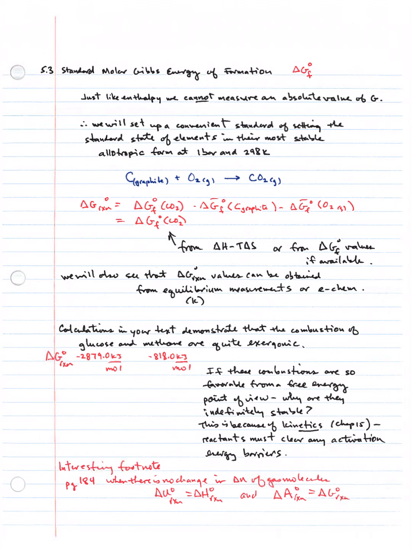some information in 5.3 and 5.4. So 5.3 is all about standard molar Gibbs energies of formation. Look at that here. We have standard molar Gibbs energy of formation. There's really 4 pieces here. You know what? I forgot to write in a bar. That's where the molar comes in.